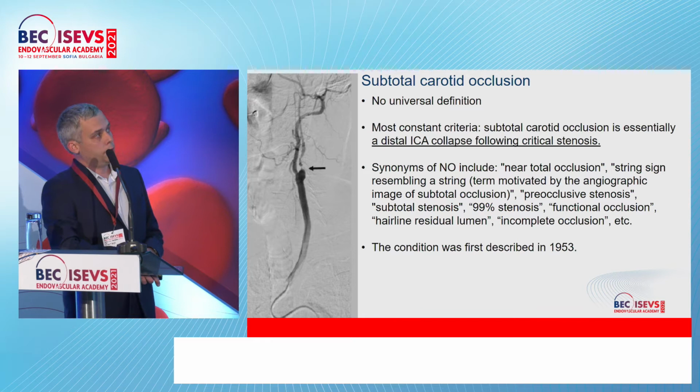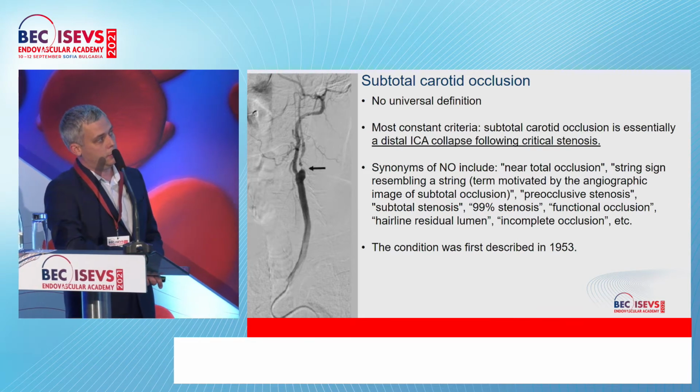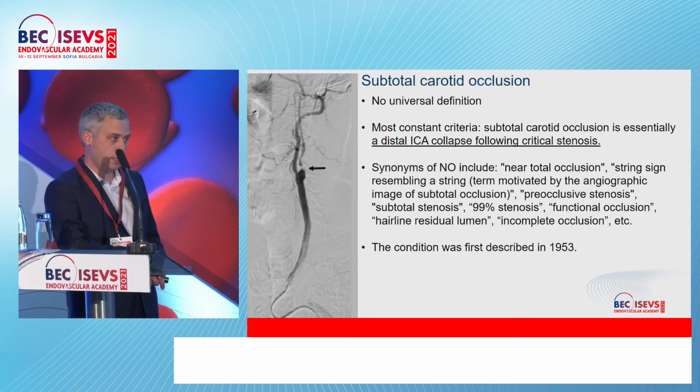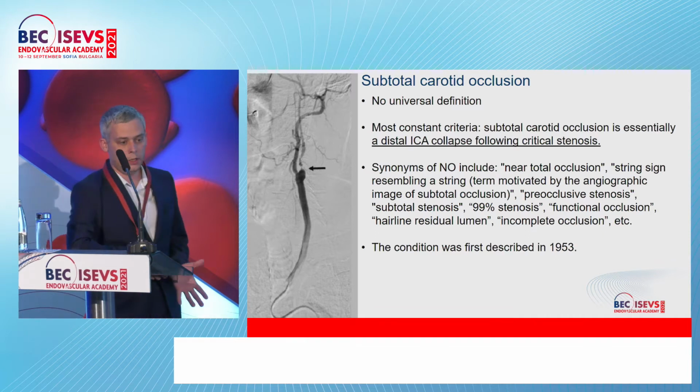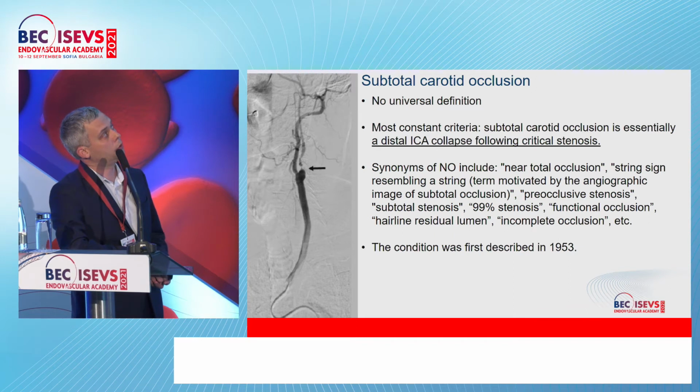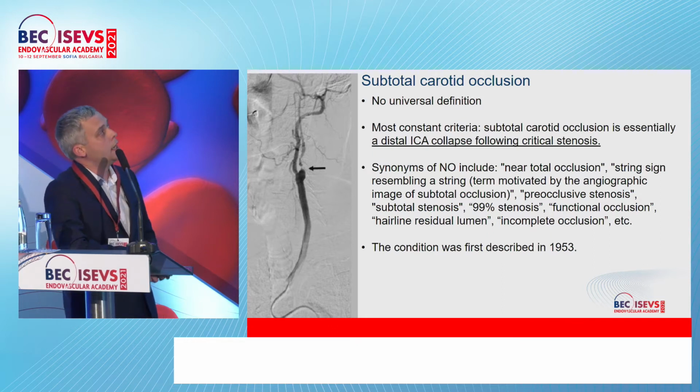The subtotal carotid artery occlusion is not invented, but described for the first time in 1953. Actually, then it was clear that this condition is a therapeutic challenge different than severe stenosis itself. Till now, there is no universal definition in the world about subtotal carotid artery stenosis. In different articles, in different series, different authors point to many angio criteria for subtotal carotid artery stenosis, but the most constant one is distal collapse of the internal carotid artery following a critical stenosis.